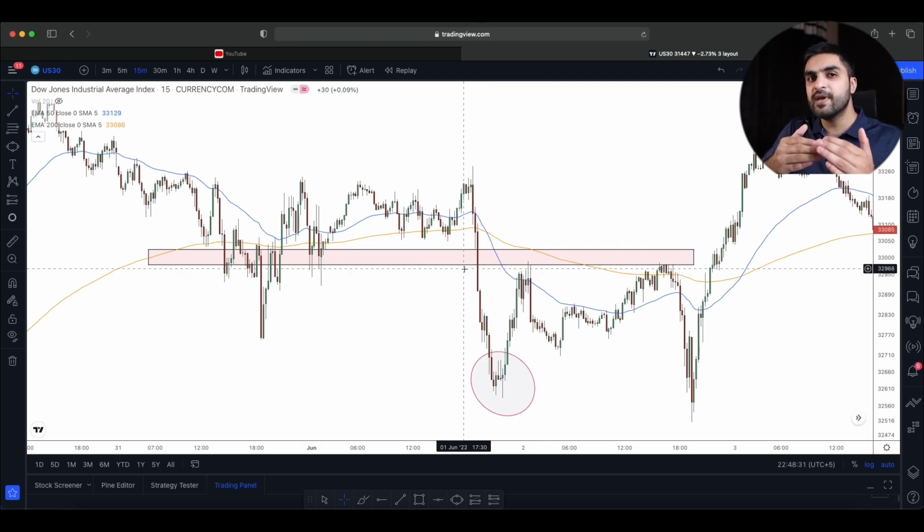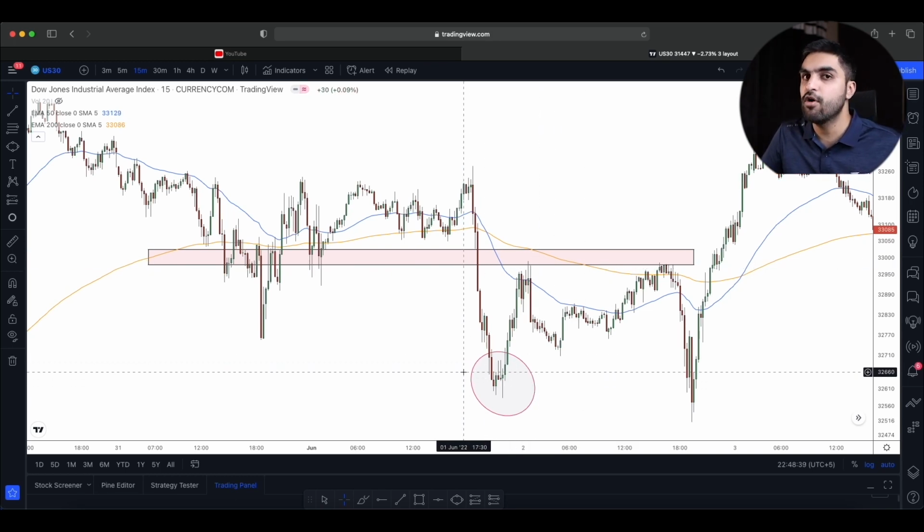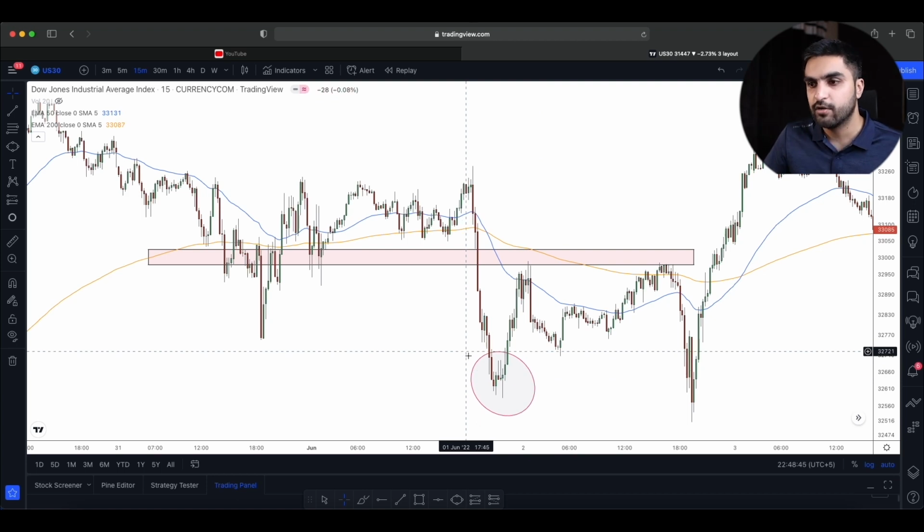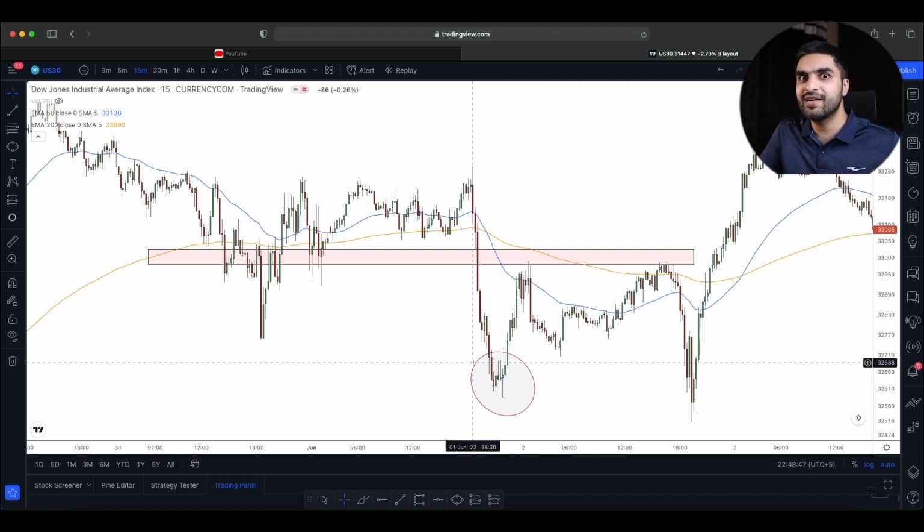So if the 50 EMA goes below the 200 EMA, it means that we are in the downtrend, and we have already made a lower low, which also confirms that we are in the downtrend. Now let me repeat it one more time so you can understand it better.